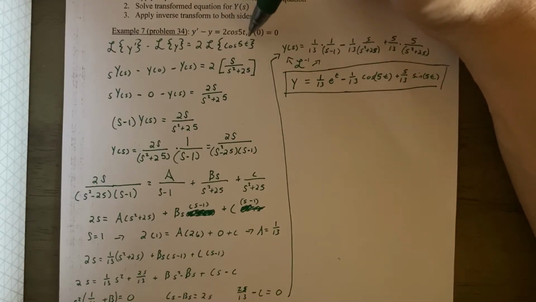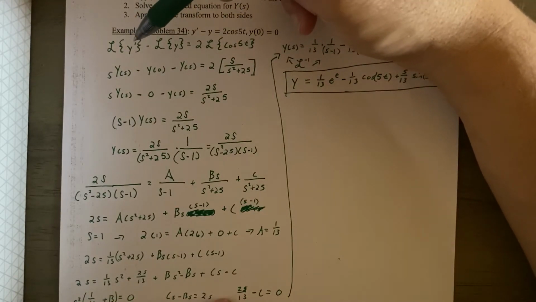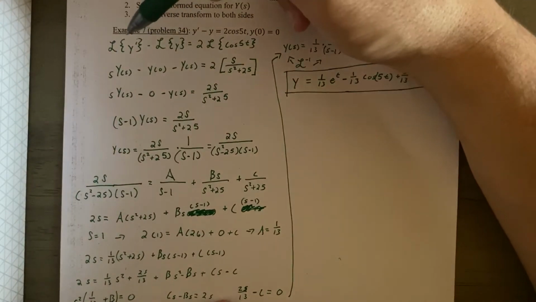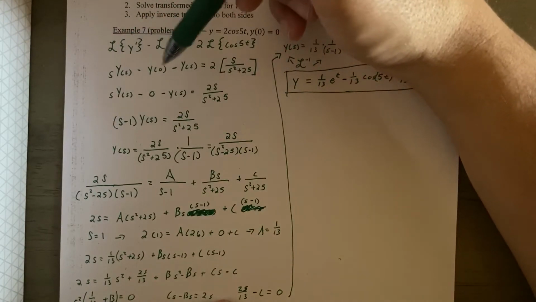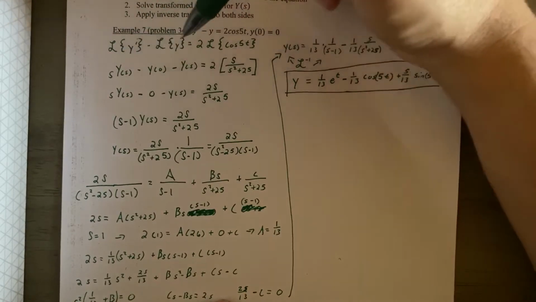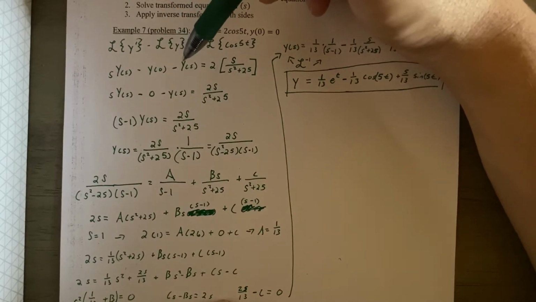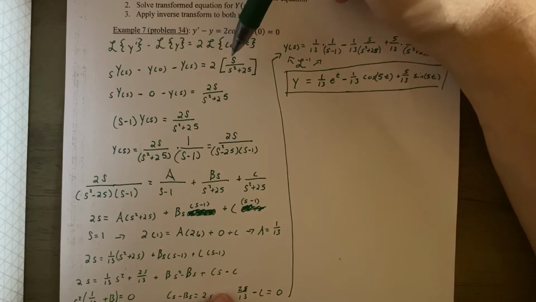cosine of 5t. Now, the Laplace of y prime is just like the Laplace of f prime of t, so I'm going to refer back to the last page and substitute in for the Laplace of y prime. It's s times capital Y of s minus y of 0. Minus the Laplace of y, which is just capital Y of s. And the Laplace of cosine of 5t, since it's cosine, is going to be s over s squared plus 5 squared, so 25, times 2.